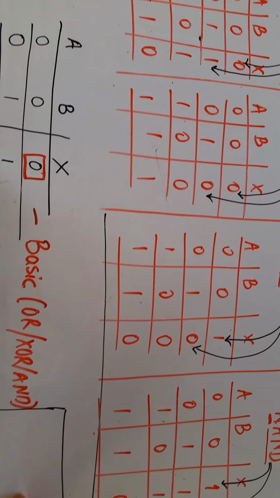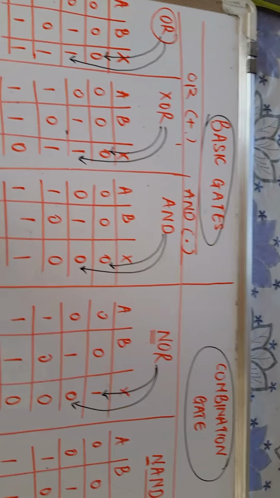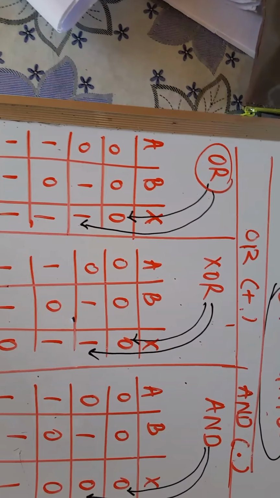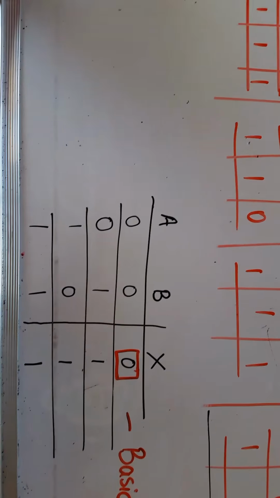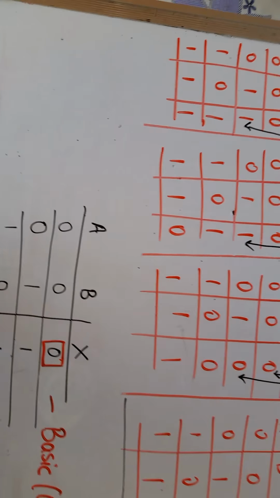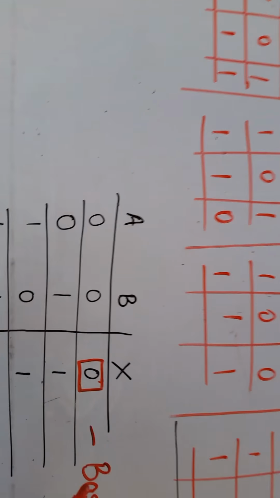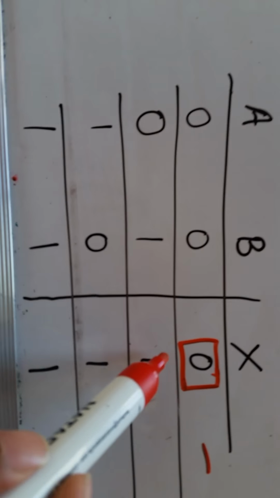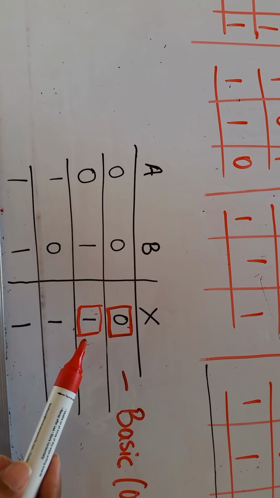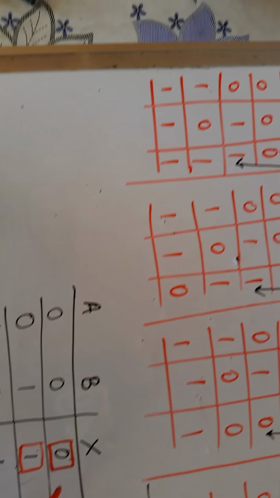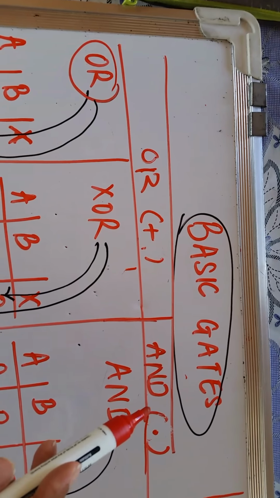Right. So from the first step, we have been able to eliminate the combination gates, and we are going to focus only on the basic gates. Now, to know if it is an OR gate, an XOR gate or the AND gate, we are going to take a look at the second output. The second output produces an output of 1. So, you have the two families, the families of OR and AND.